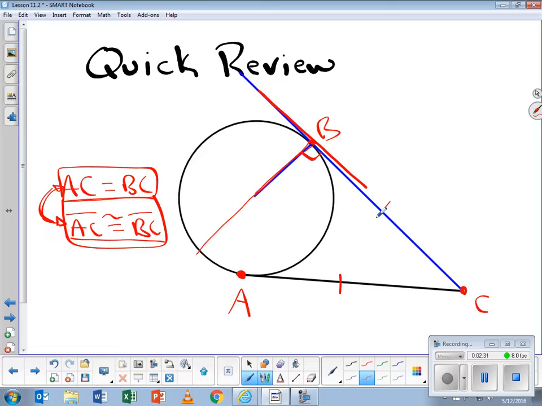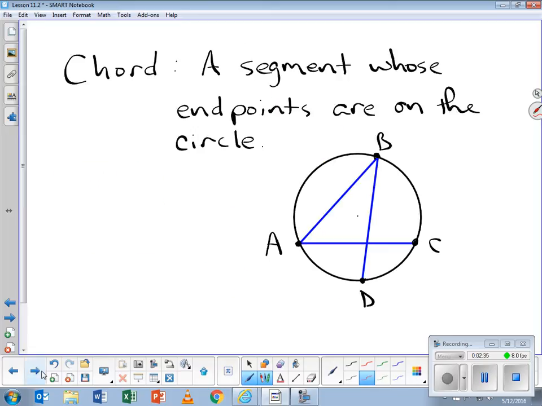Go a little step further than that today. We're going to learn more about circles. Okay? So, what's a chord? A chord is a segment whose endpoints are on the circle. Pause while you copy that down, then we'll talk about it.